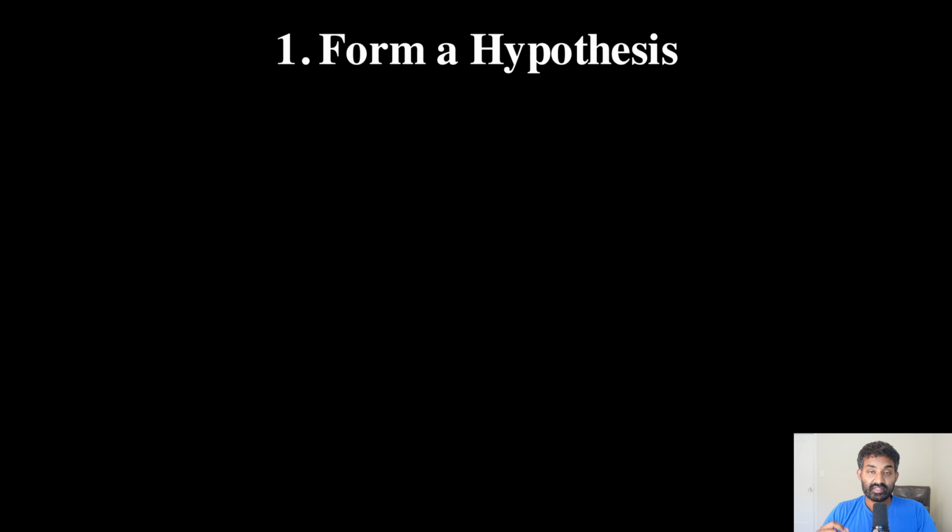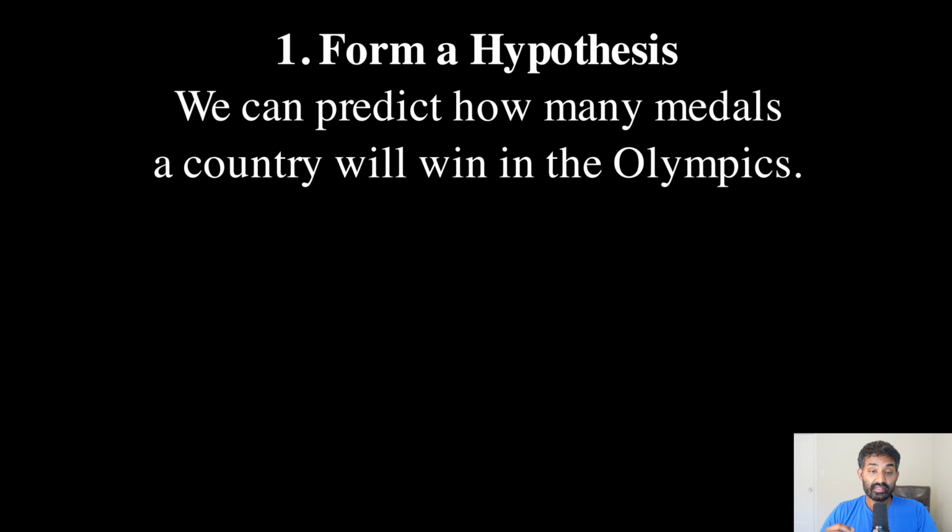Let's get started. Now we can talk about the 7 steps that we'll need to undertake to build a complete machine learning project. Step 1 is to form a hypothesis. And a hypothesis is a statement that we can prove or disprove using data. In this case, let's make our hypothesis that we can predict how many medals a country will win in the Olympics using data.